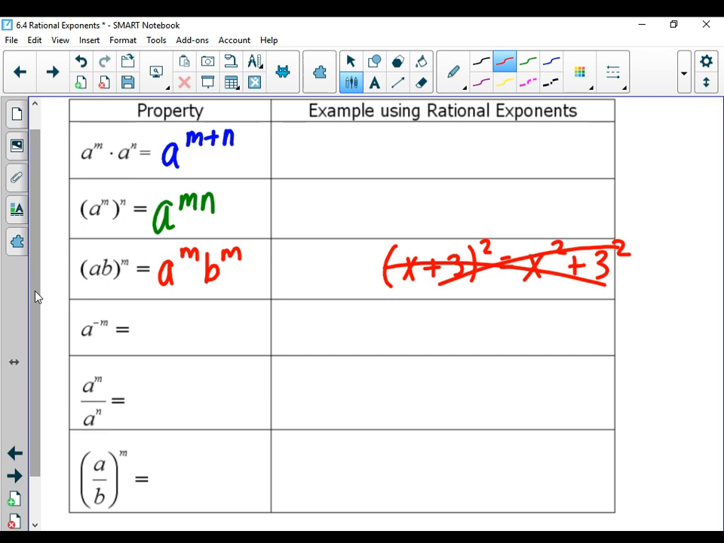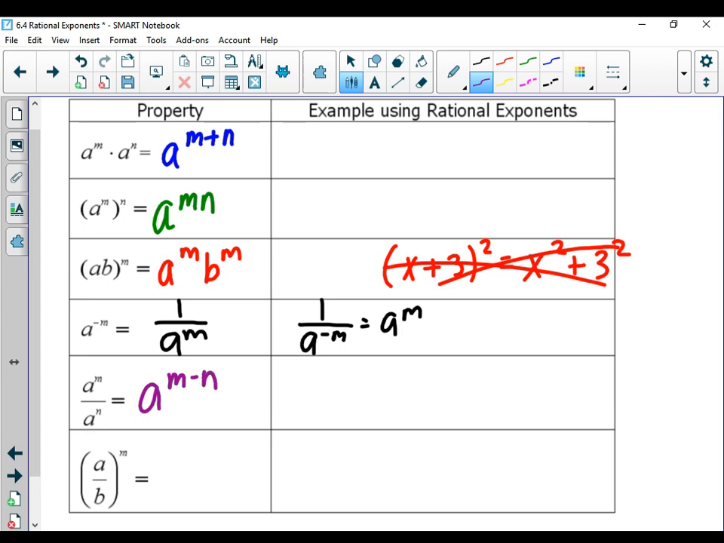All right? We've seen this one a handful of times. This is 1 over A to the M. And then don't forget, if it's 1 over A to the negative M, that moves to the numerator and becomes a positive there. What do we do if we are dividing? Subtract.